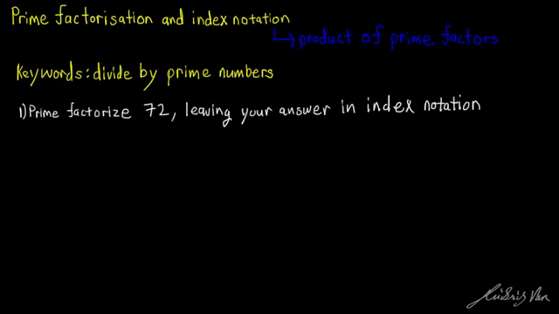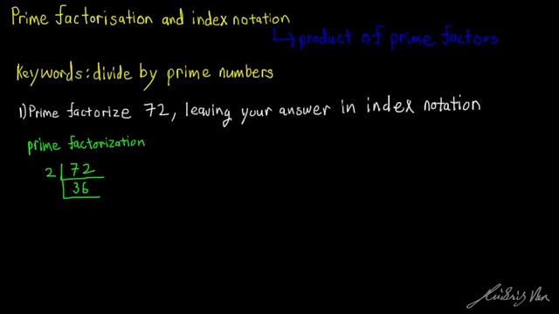A typical question will look like this. Prime factorize 72, leaving your answer in index notation. So let me start off with the prime factorization part of the question. When we do prime factorization, we take 72 and divide it by the smallest prime number. And in this case, it is 2. So we divide by 2.